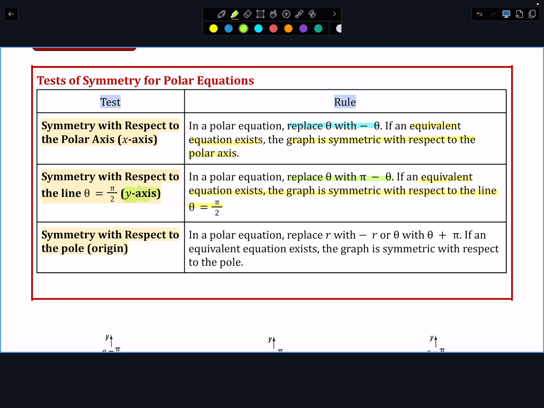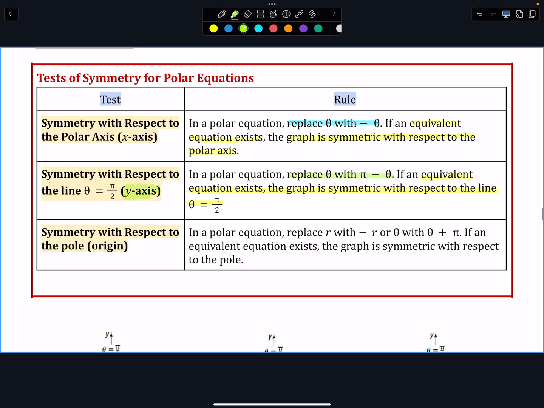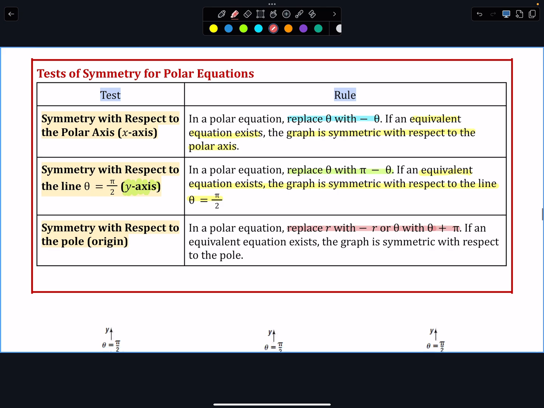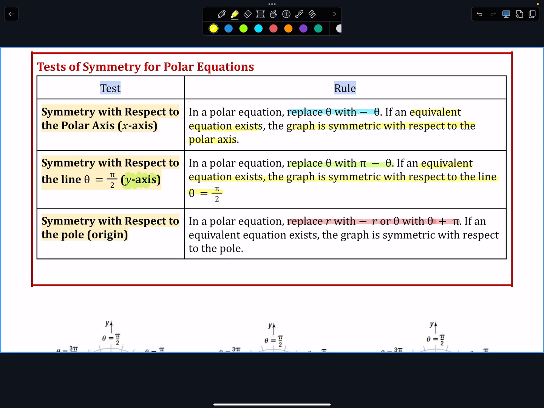Okay, last one, symmetric with respect to the pole. Replace r with negative r, or theta with negative theta plus pi. If an equivalent equation exists, then the graph is symmetric with respect to the pole.